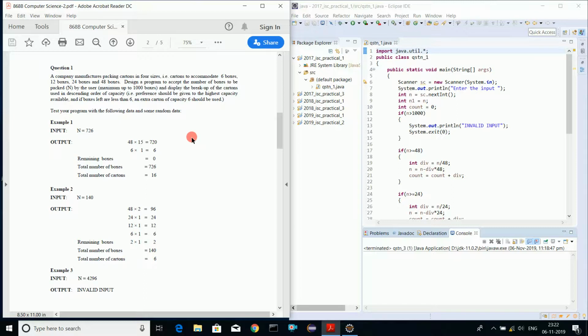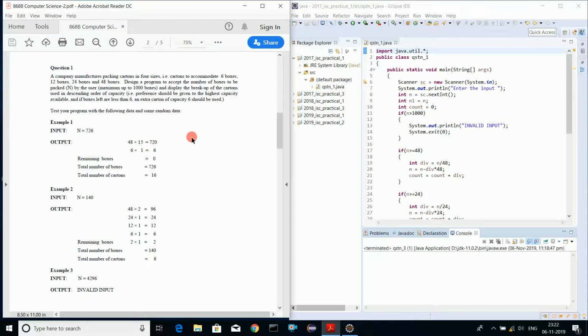Just to explain the question in simple terms, we have cartons which need to be filled with boxes. Cartons are of different sizes, like different capacity. Some cartons can be filled with 48 boxes, some with 24 boxes, some with 12 boxes, some with 6 boxes. And anything left will be filled in the capacity of 6 boxes.